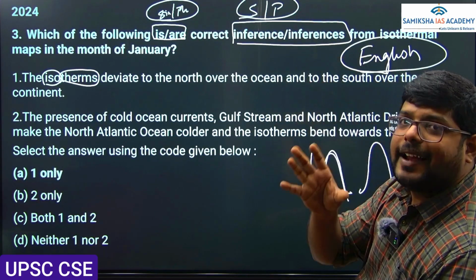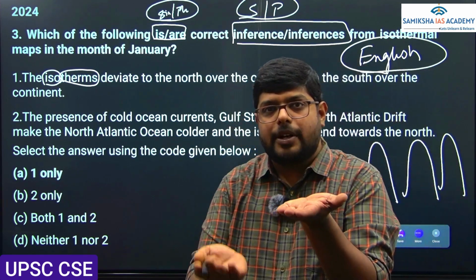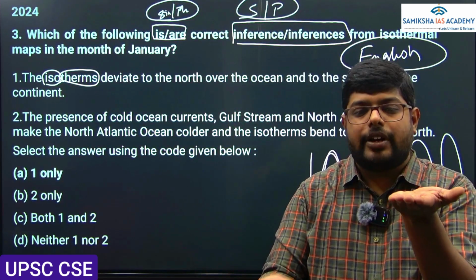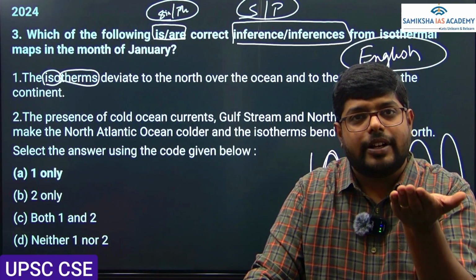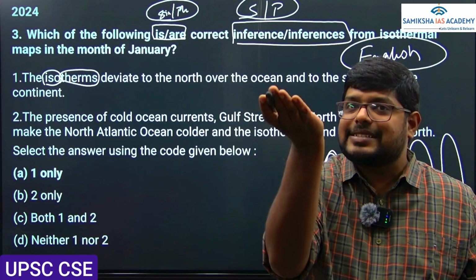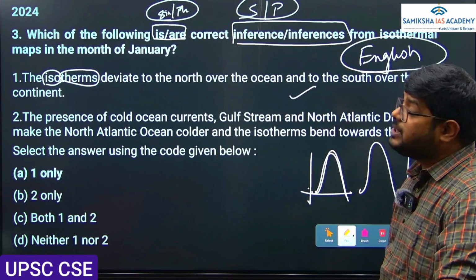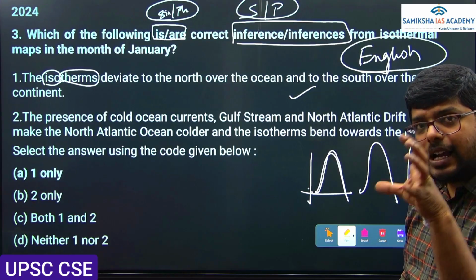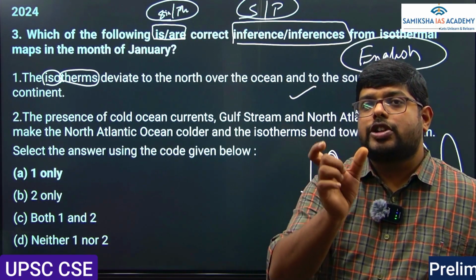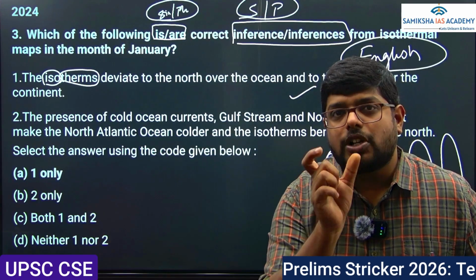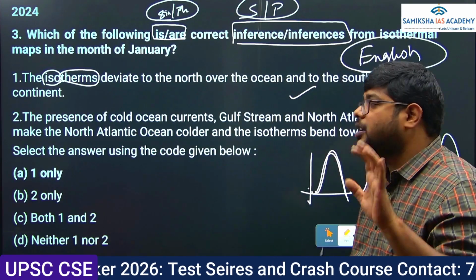But here they are just testing English. Am I clear? Obviously, oceans will be warm compared to land, because oceans have liquid and land has solid. Liquid heats slowly and cools slowly. Solid heats rapidly and cools rapidly. So this statement is correct. Here they are asking about just a graph. This is UPSC: if the statement they want to ask is simple, they will increase the complexity of the English. Try to understand this.